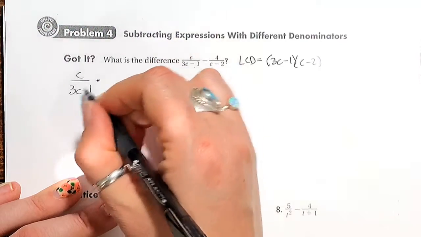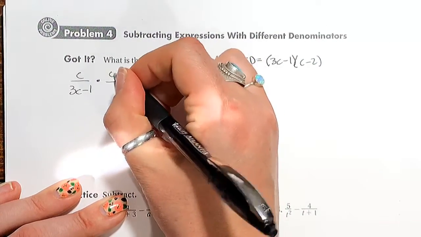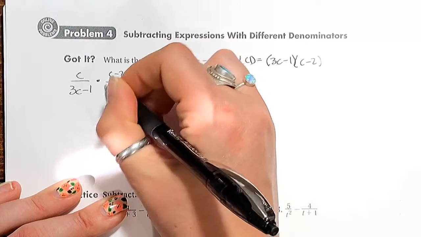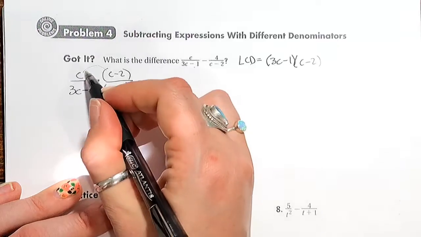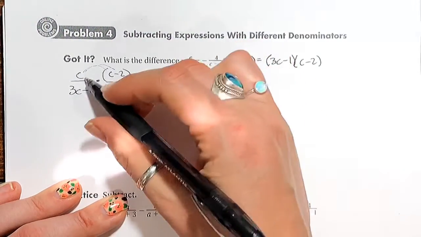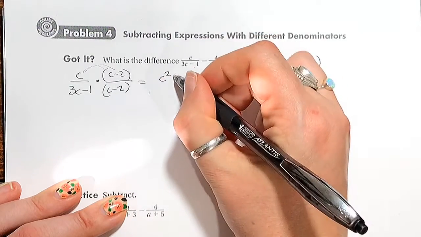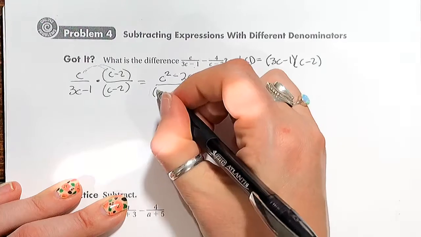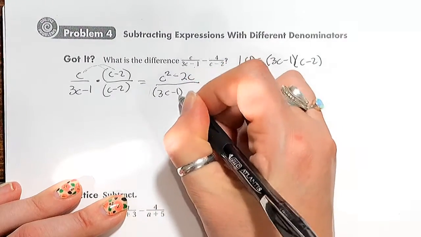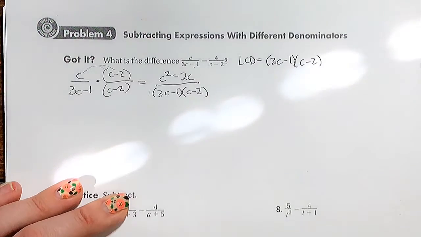So since I have the 3c minus 1, I'm going to times it by the c minus 2 on the top and the bottom. So I'm going to distribute the c through on the top, so I get c times c is c squared, and c times negative 2 is negative 2c. But then on the bottom, I'm just going to keep it in the factored form. I'm just going to smush those two together for now.